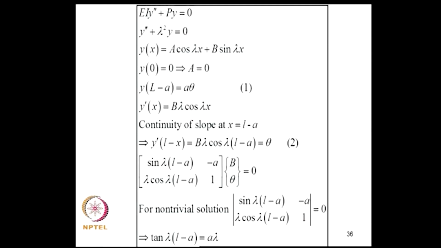So, how do we write this? Again the equation is EI y double prime plus P y equal to 0, and this is y double prime plus lambda square y equal to 0, and this is a complementary function A cos lambda x plus B sin lambda x.